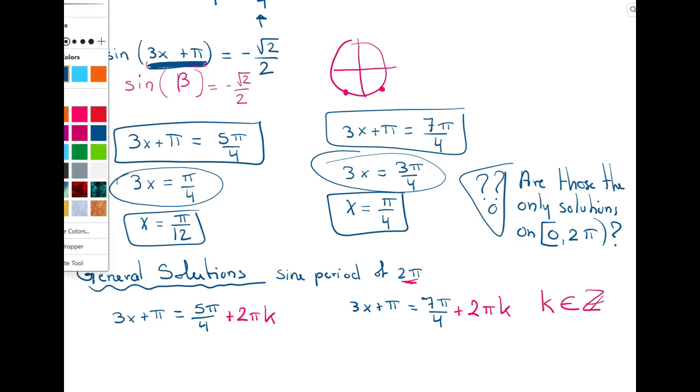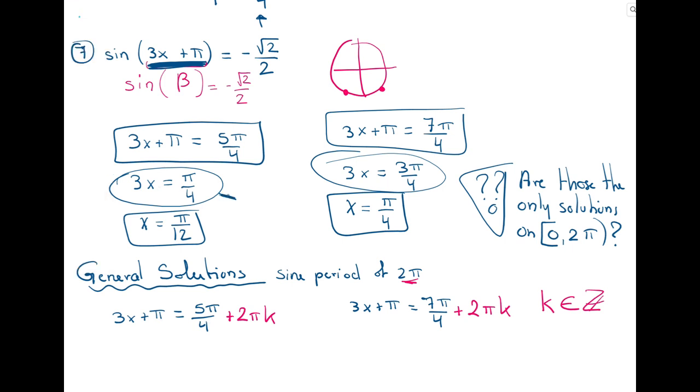All right, so we're going to simplify that. So we're going to subtract pi. So the like term of pi would still be my 5 pi over 4. This is why I said we could have used that right there already, right? So 3x equals, subtract that pi, will give you pi over 4 plus the 2 pi k.